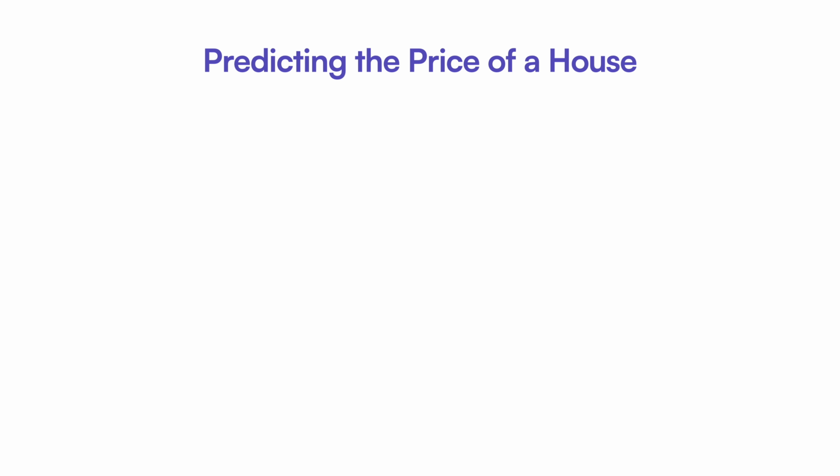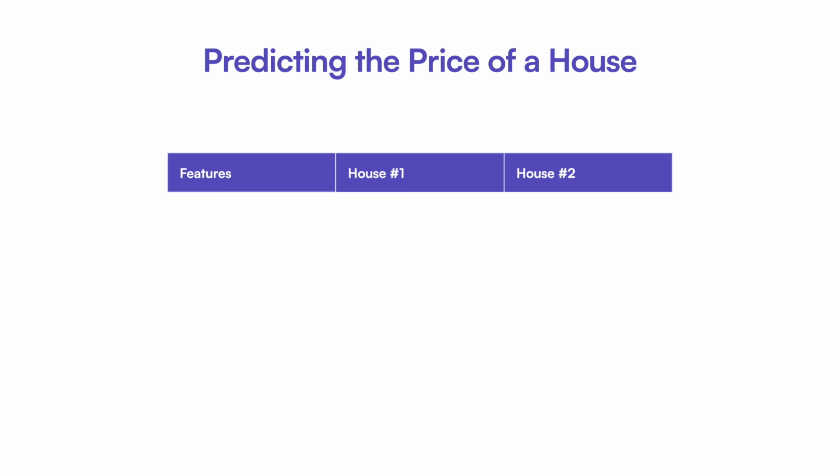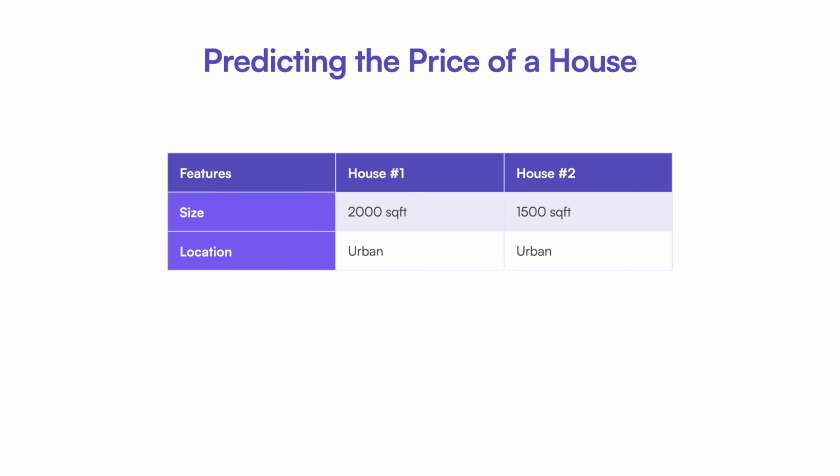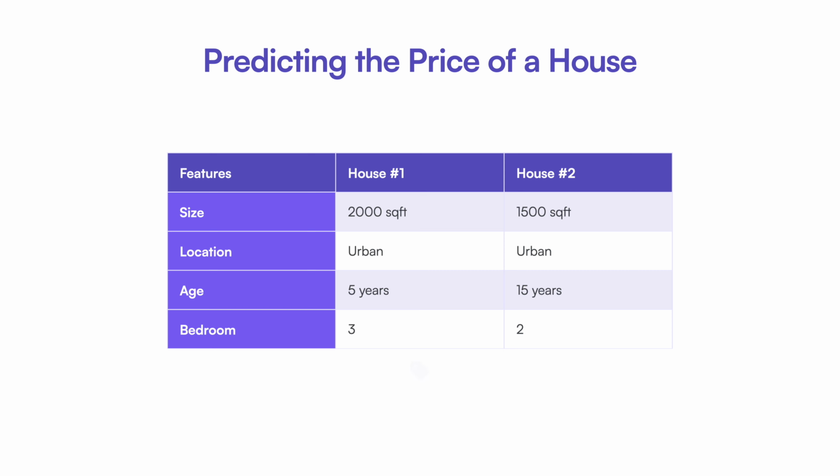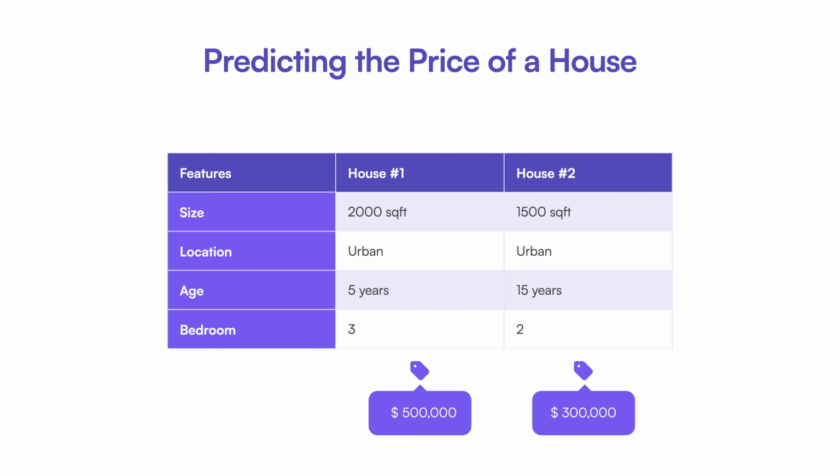Well, in order to predict the price of a house, we need to know the size of the house, the location of the house, how old the house is, and many other factors. In machine learning, the price we want to predict is the label. The attributes we use as input for that prediction process are called features.